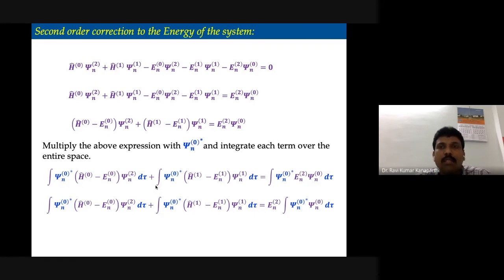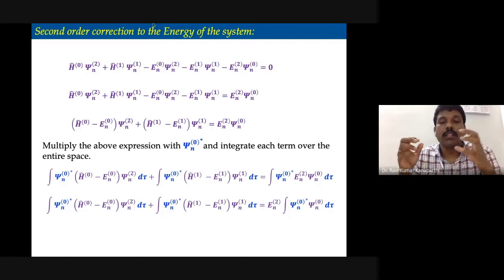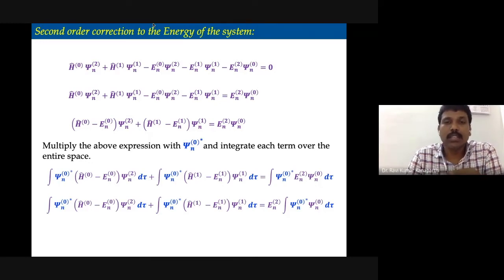So the electron cloud of one molecule and the electron cloud of the other molecule both get attracted, and as a result you will have an attraction energy. Many people claim that the van der Waals interaction is an attraction energy. If it is an attraction energy, the energy has to be negative.